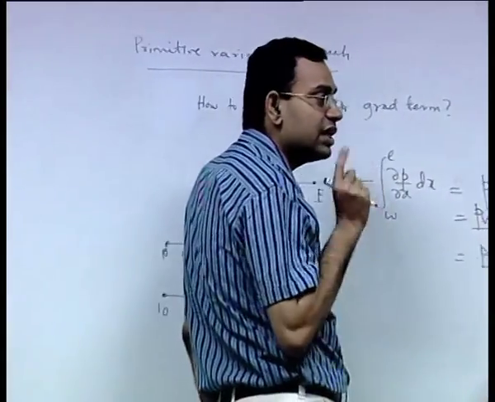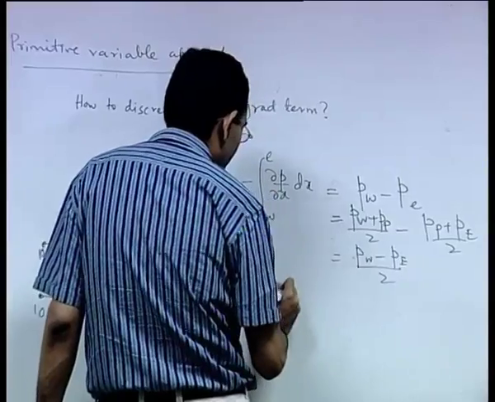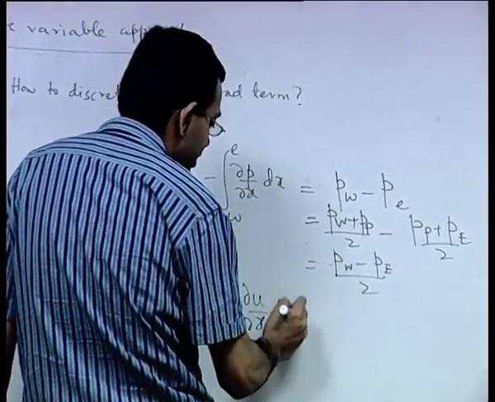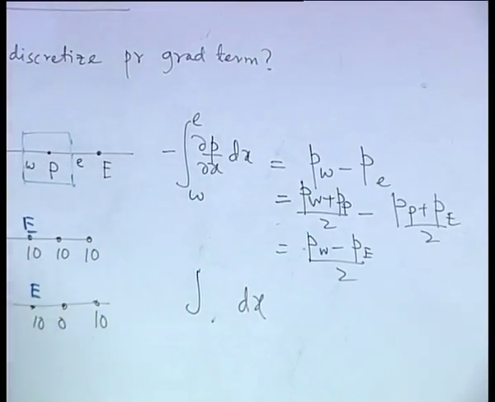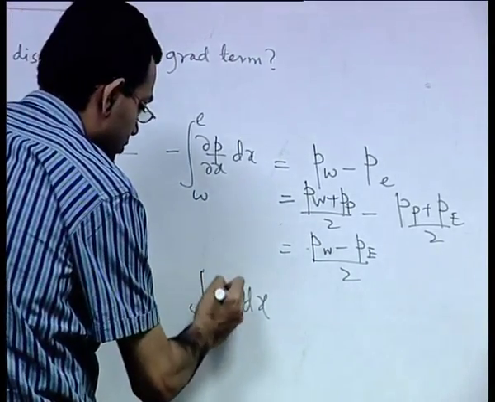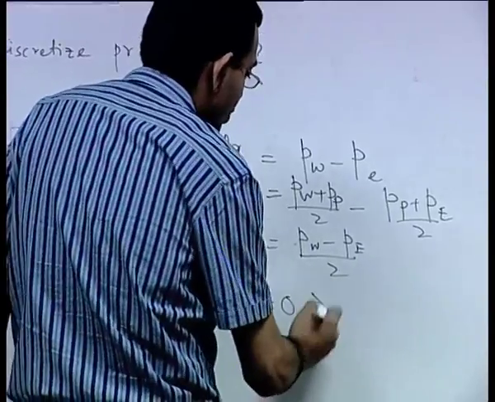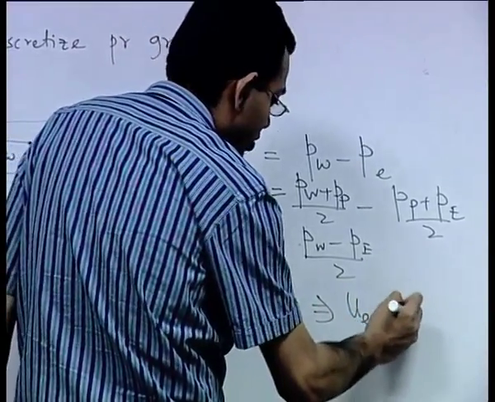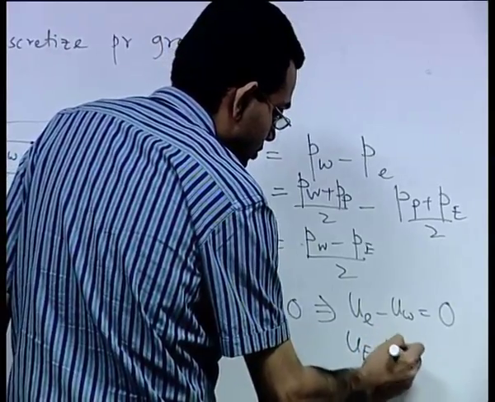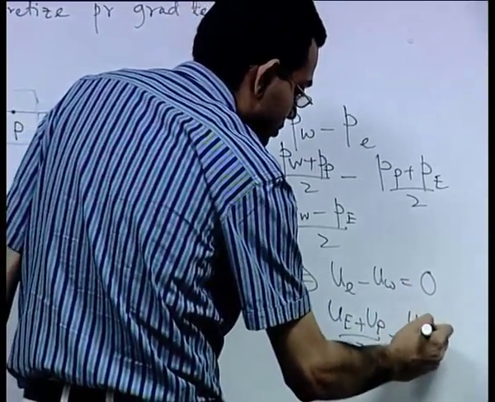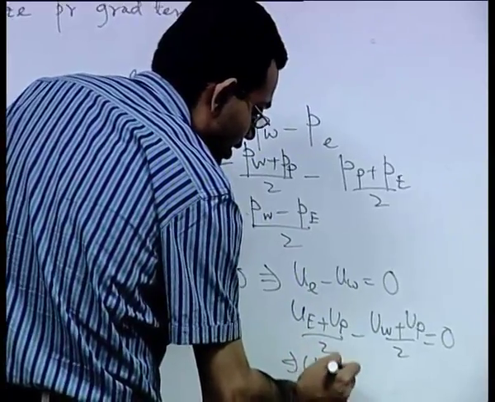Even if you want to integrate the continuity equation you still get the same problem. Let us try to do that. If you have the one dimensional continuity equation, du dx equal to 0, that means you have u e minus u w equal to 0. So, if you write it in terms of capital letters, what you will get is u e is equal to u w.